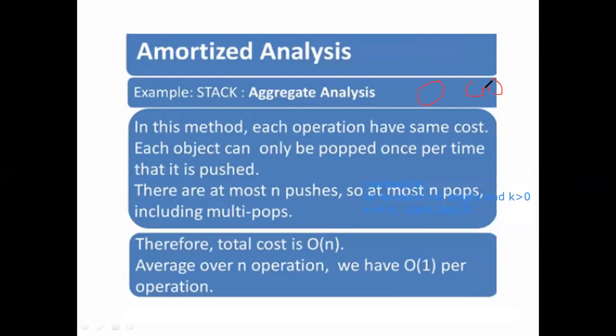So in a typical analysis, n multi-pop operations take big O of n square time. In general, the worst case of a single operation is big O of n, but in this typical analysis the sequence takes big O of n square time. So this is about the aggregative analysis of the stack.